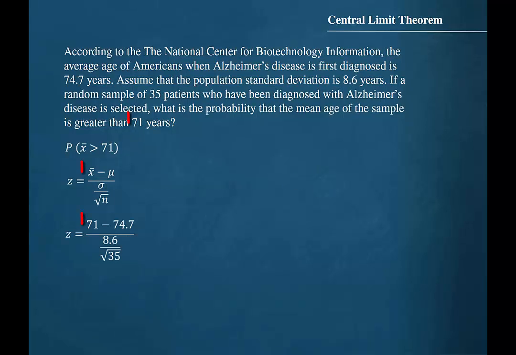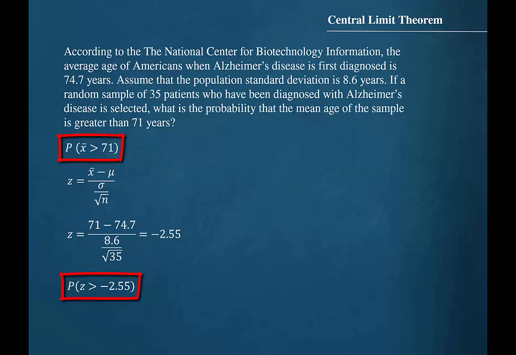So we will substitute the sample mean, population mean, standard deviation, and sample size into the z-score formula. This will result in a z-score of negative 2.55. So, finding the probability that the sample mean is greater than 71 is the same in this case as finding the probability that the z-score would be greater than negative 2.55.